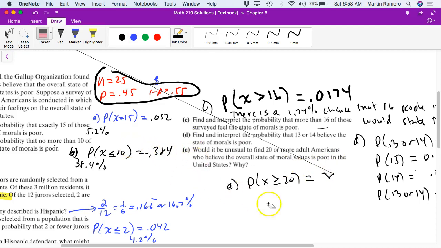Something's up. So what's going on is that the answer is unusual. 0.0003. It's unusual. That's it.